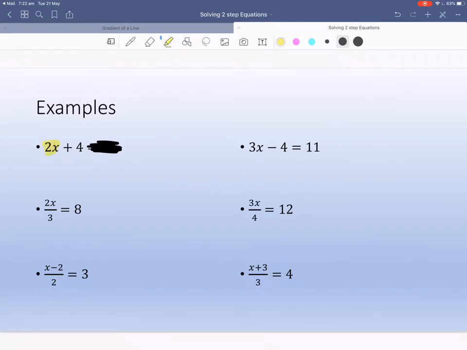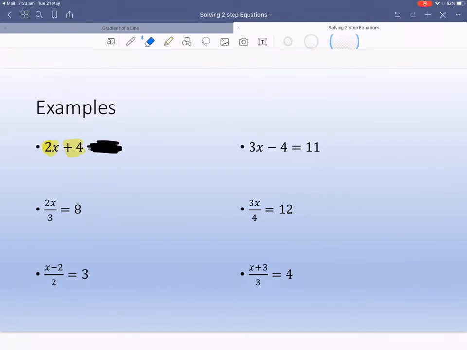Well, there's the 2 and the positive 4. It's really important that you speak that language, positive 4. Now, I need to move both of them, but which one do I move first? Well, I ask myself, which one's furthest from the x? If you said positive 4, you would be correct, because the 2 is stuck onto the x, so we need to move the 4 first.